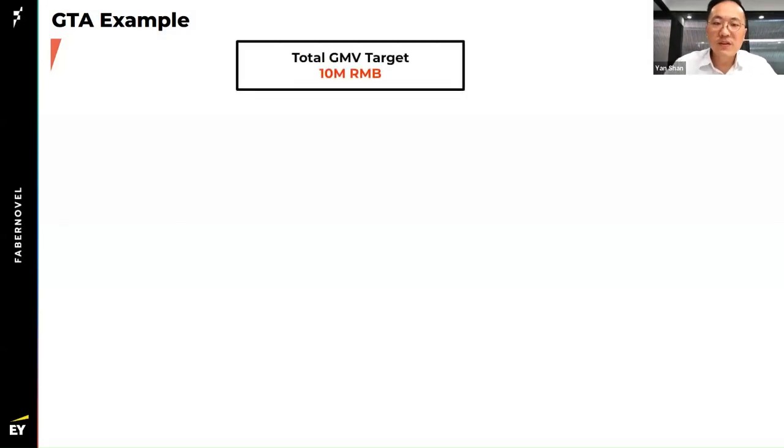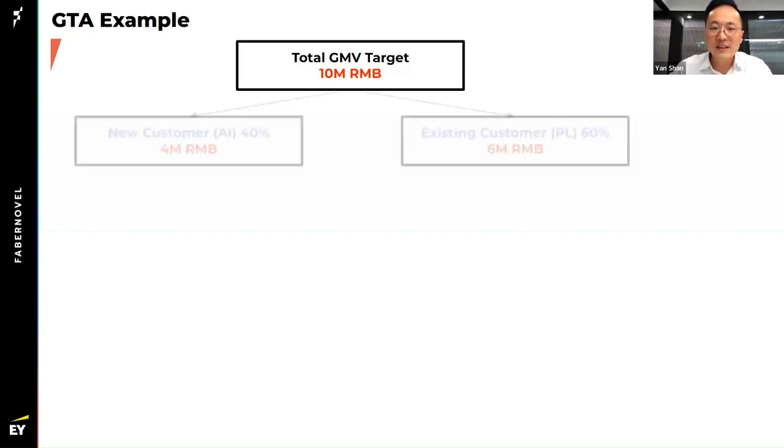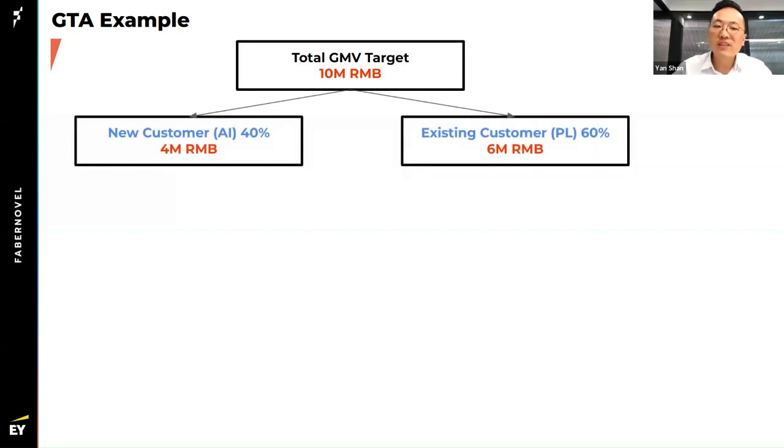Okay, the example is, first of all, let's say for this coming up campaign, we have a total GMV target of 10 million RMB. Then from the historical data, we can identify that the new customers, the A group and the I group, normally contribute 40% of total sales. So in this case, 4 million RMB is allocated to them. And the existing customers who already made a purchase or repeat purchase, the P and L people, contribute 60%. So of the 10 million RMB target, they have an allocation of 6 million.